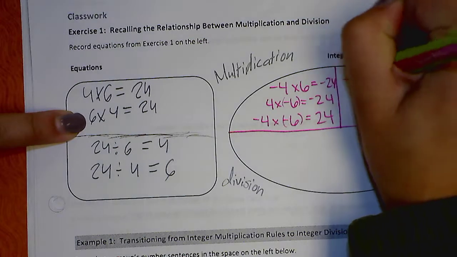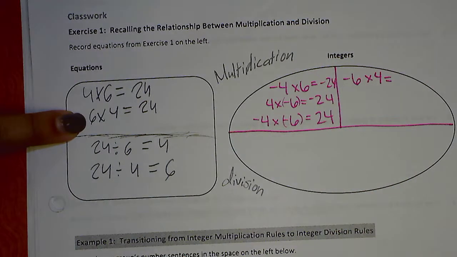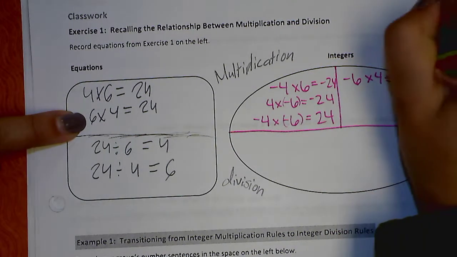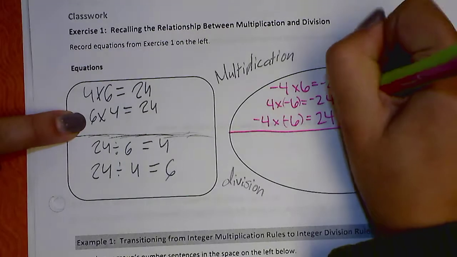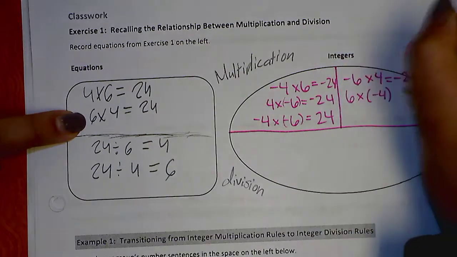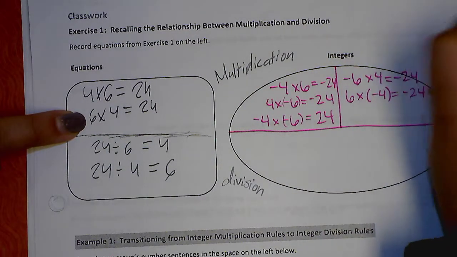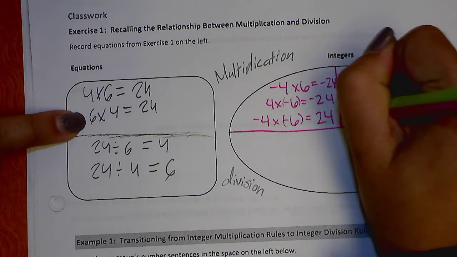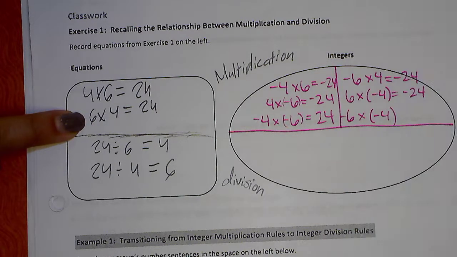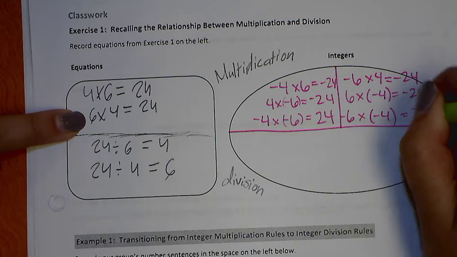If the 6 was negative, it's negative 24. If the 4 was negative, it's negative 24. If they were both negative, it's positive 24.